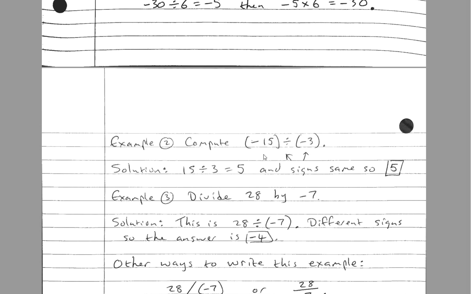Example 2, this one's clearer. So this is definitely negative 15 divided by negative 3. So divide the absolute values, you get 5. And then since these two numbers have the same sign, both negative, then the answer is positive, so positive 5. Okay, so it's always true. A negative divided by a negative is always positive. Yeah, it might seem a little strange, but that's always true.